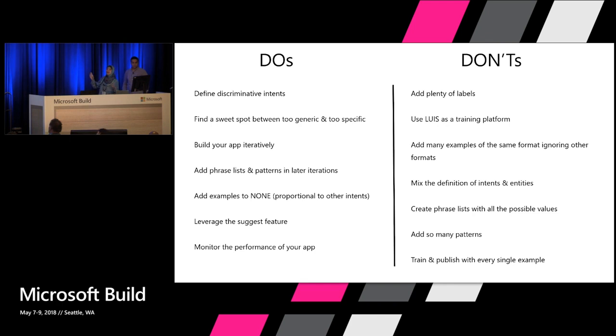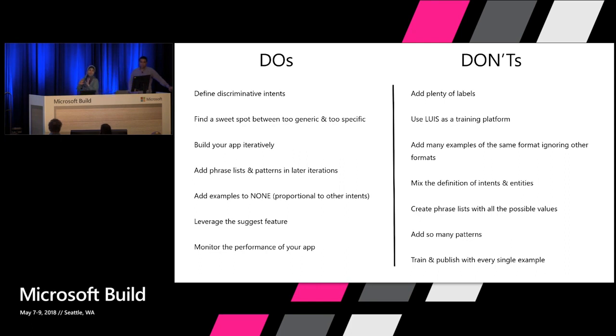Also, you need to leverage our active learning. Don't keep uploading labeled data to Lewis. Just use our smartness and suggestions in Lewis. And monitor the performance using your test set. What you don't need to do is the following. So our don'ts are: add plenty of labels. Don't do that. Keep adding iteratively. Few examples. And use Lewis as a training platform.